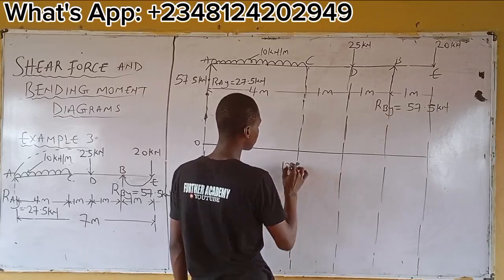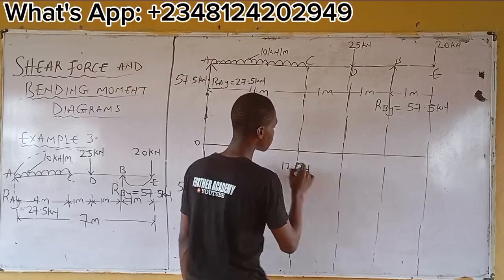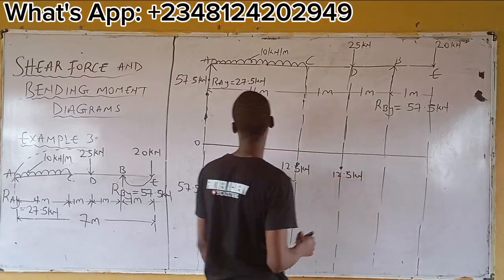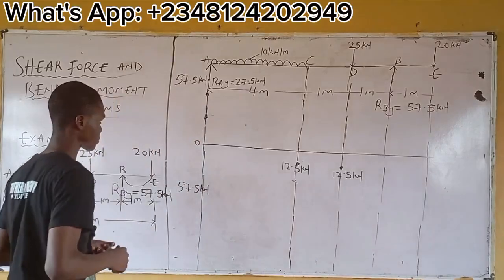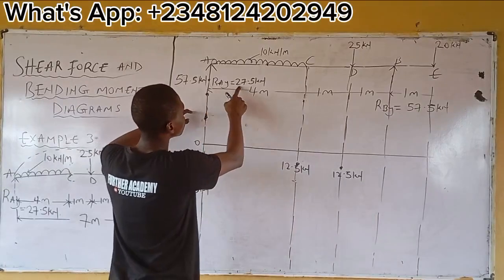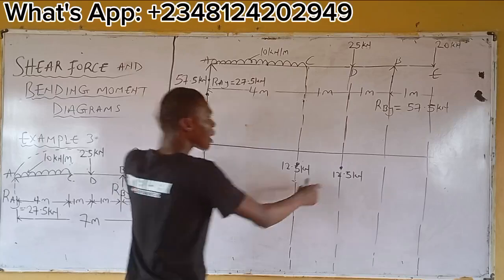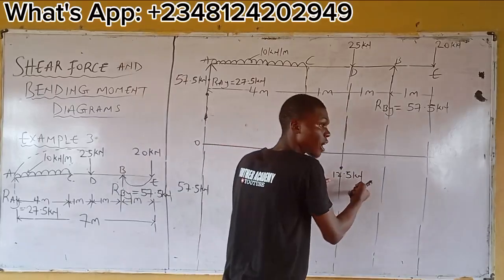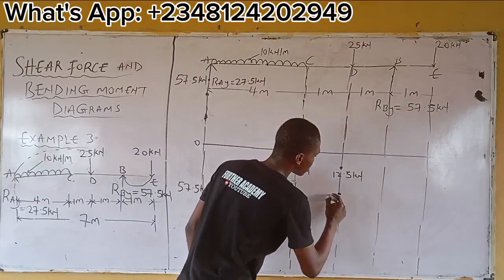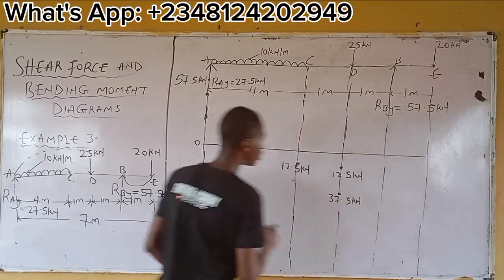How many values do I have at D? Two. And these are 12.5 kilonewton and 37.5. Initially, what do I have here? 27.5. Okay, I'm having negative 12.5 and minus, so let's say I have 37.5 kilonewton.